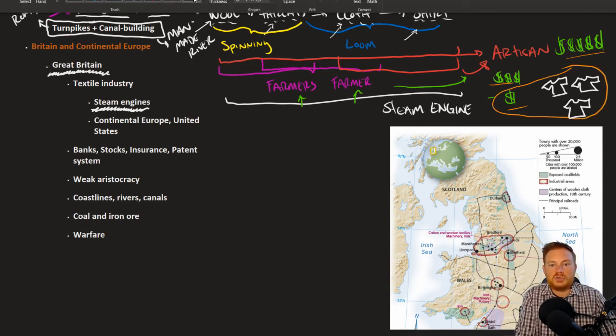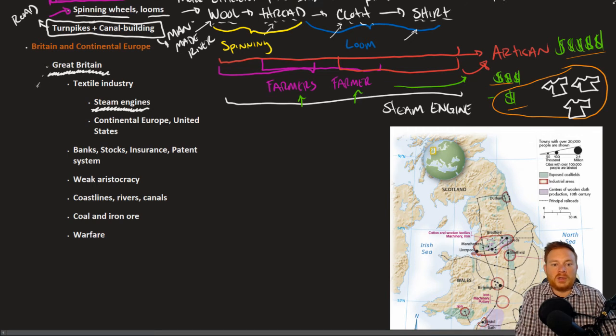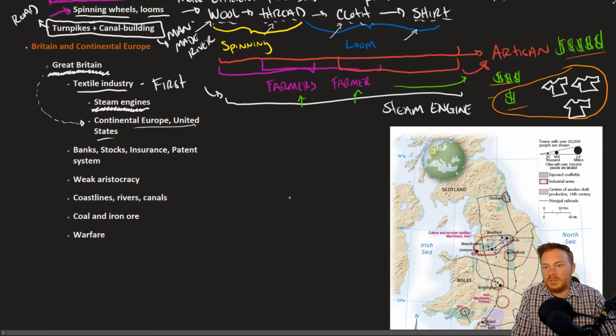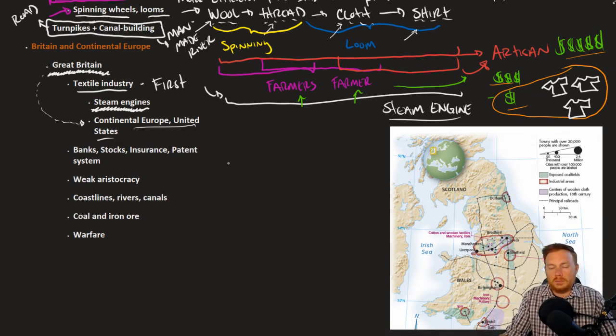Now, initially, this transformation took place first in Great Britain, but did then spread to continental Europe and later on the United States. The textile industry is the first industry to be affected by the Industrial Revolution and the steam engine. However, it comes to affect pretty much production of every single type of good, from furniture to guns to whatever it is that you're referring to.